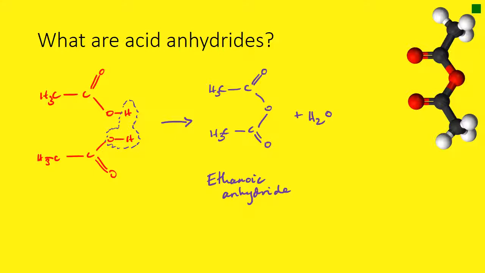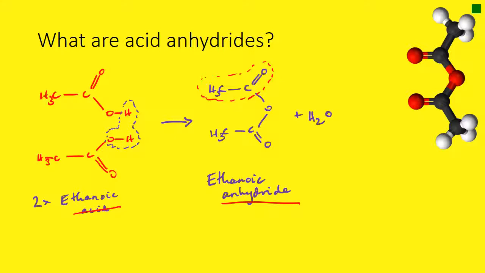Now, ethanoic anhydride, how did I name that? That's a good question. Well, if you know the name of the acid that it came from, so here we had two molecules of ethanoic acid, all that we did was we switched out the word acid for anhydride. The ethanoic bit is the same, and that's how you name acid anhydrides. So essentially in the acid anhydride you're just looking at this bit of the molecule and assuming you have a hydroxyl group on the alpha carbon. Okay, so that's what acid anhydrides are.